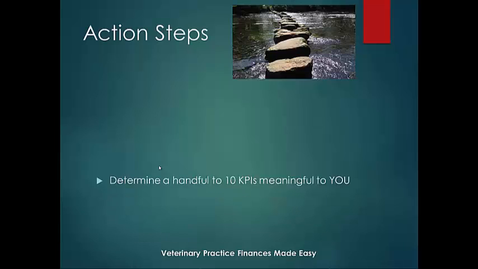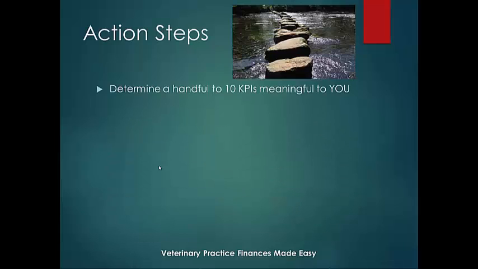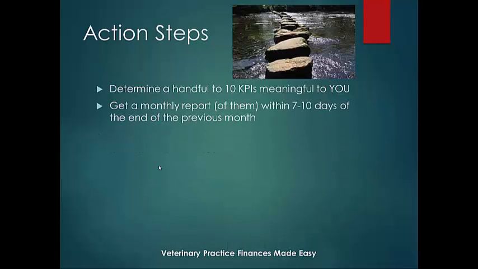So let's now get on to the action steps for you to take. To lock in this information about KPIs and to make it happen for you, this is a summary of the actions that you need to take here and now. So firstly, determine a handful of 10 KPIs that are meaningful to you and relevant to where your practice, your business is focused and headed. Get a monthly report of them within 7 to 10 days of the end of the month, and make sure they're on your desk in a 1-page format.